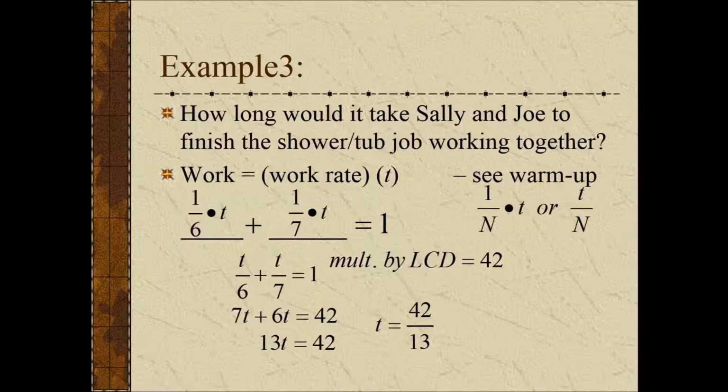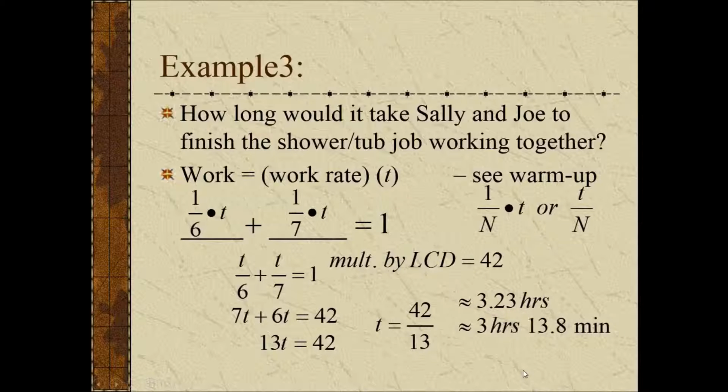Now in terms of hours, that is 3.23 hours, or if we want to turn that into hours and minutes, take the decimal part of this, 0.23, and multiply times 60. And we'll see that it's 3 hours and 13.8 minutes.